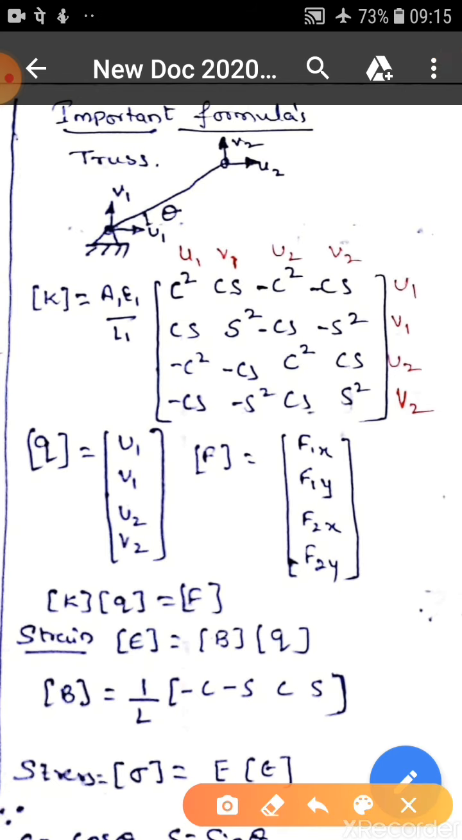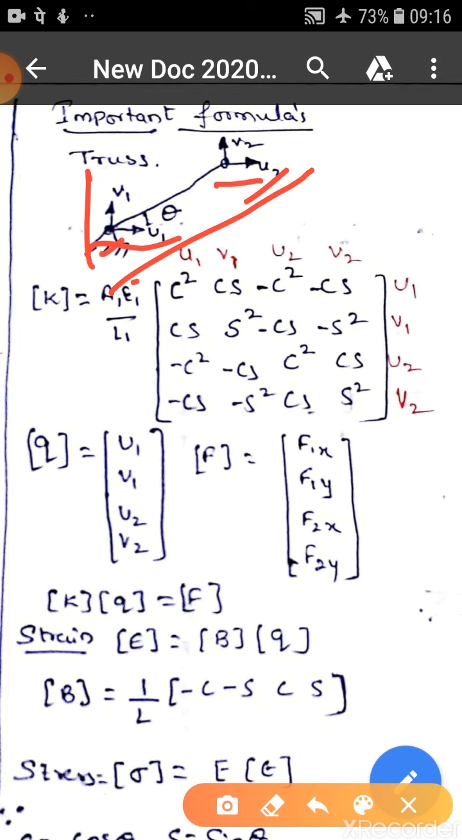Truss again has two nodes, node 1 and node 2. Remember, for the bar element there were also two nodes, but each node could move in only one direction, the x direction. In truss they can move in two directions, the x direction as well as the y direction. So now each node has displacements u and v: u1, v1 for node 1, u in the x direction and v in the y direction, and u2, v2 for node 2.